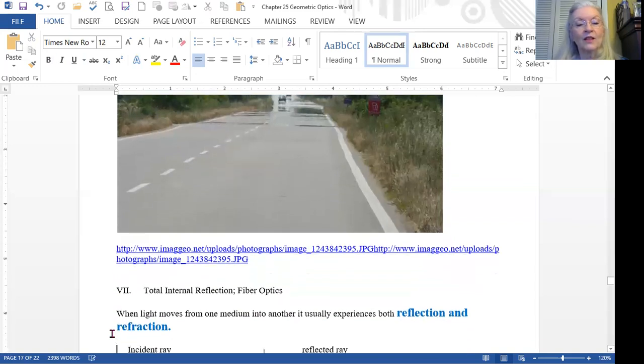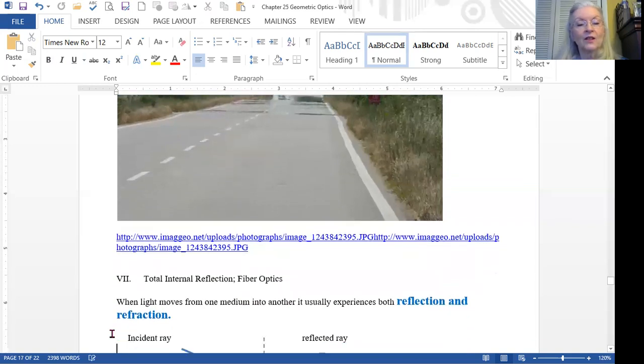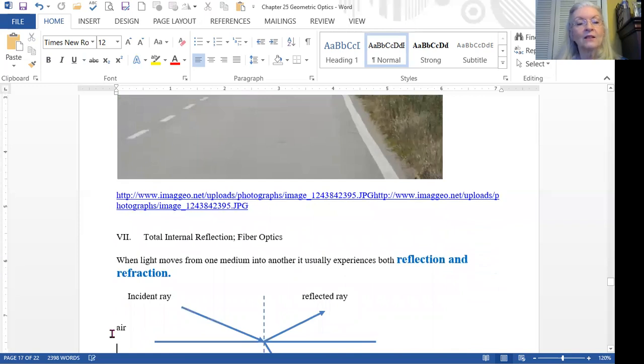Let's talk about total internal reflection. This is what fiber optics is based on.